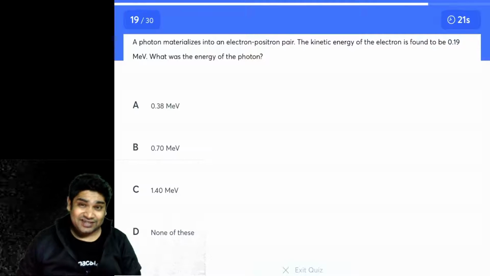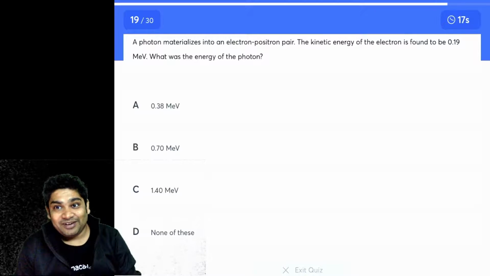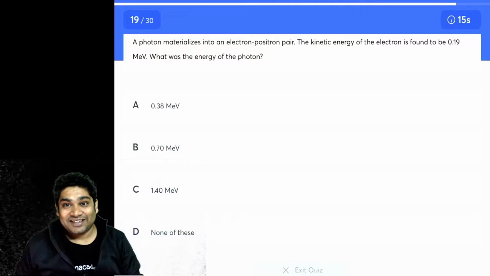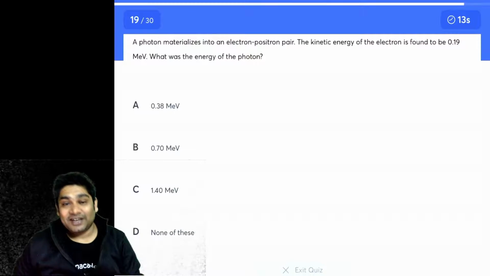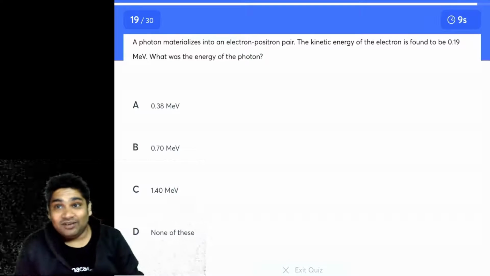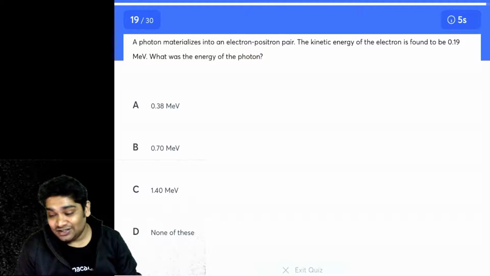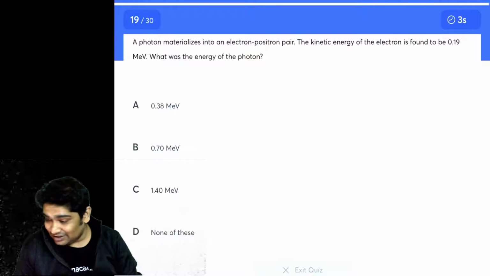So this is about your energy mass conversions. You should remember how these conversions take place. If a photon is to be converted into an electron-positron pair, then what are the rules that will be followed? Energy conservation, momentum conservation, and so on. You should know the correct answer.